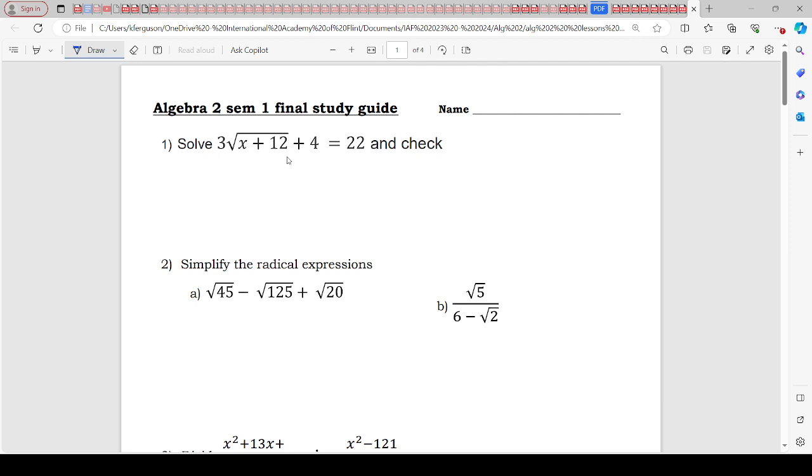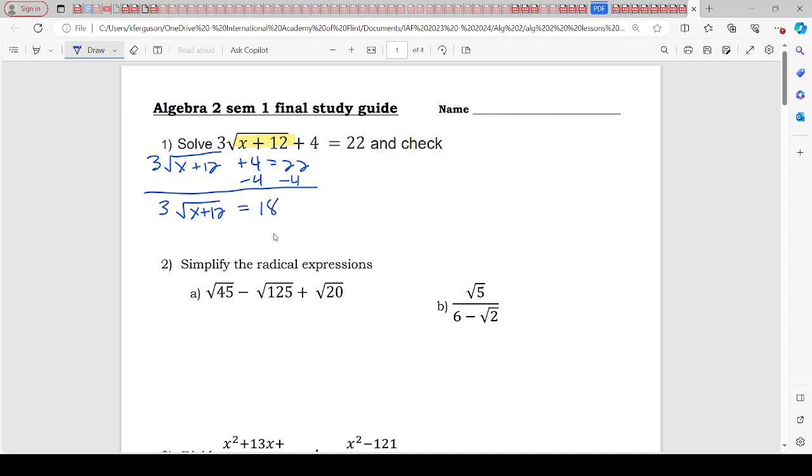So the first thing I'm going to do is get rid of that 4. So I'm going to subtract 4 from both sides, because I want to isolate the radical. This thing right here. I want this thing to be all by itself on one side of the equation. Okay. So now I'm going to have 3 times the square root of x plus 12 equals 18.